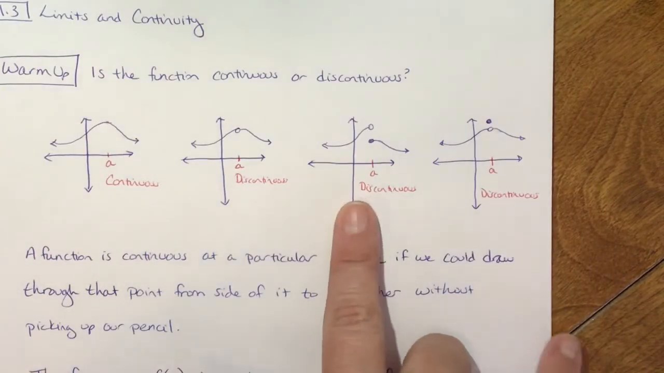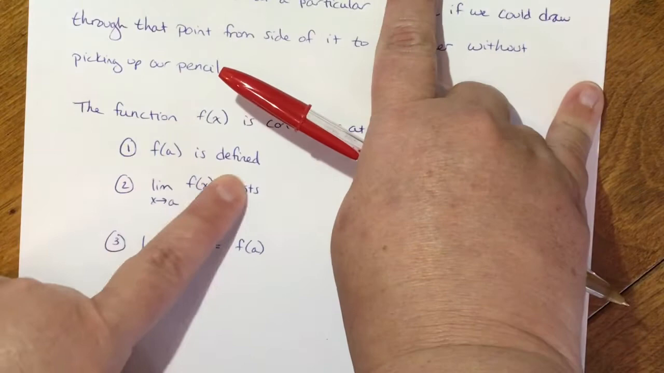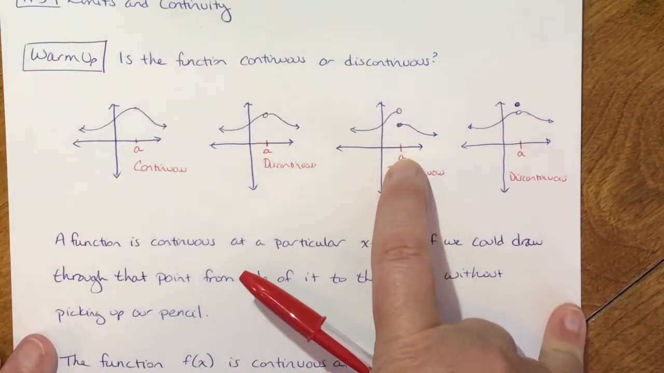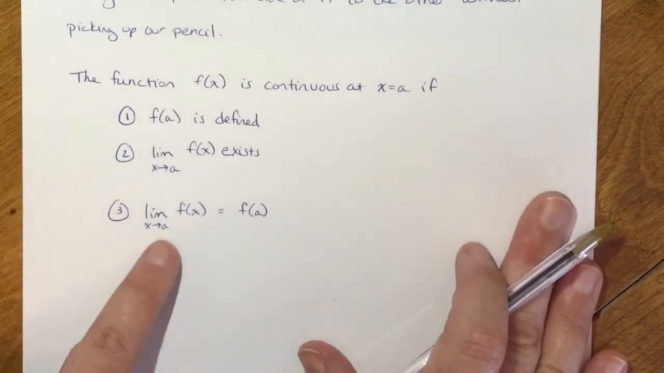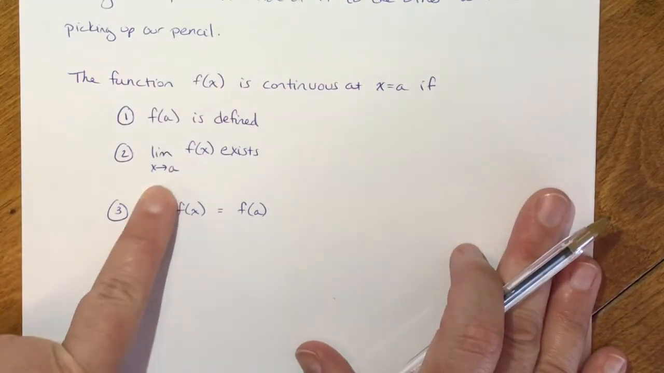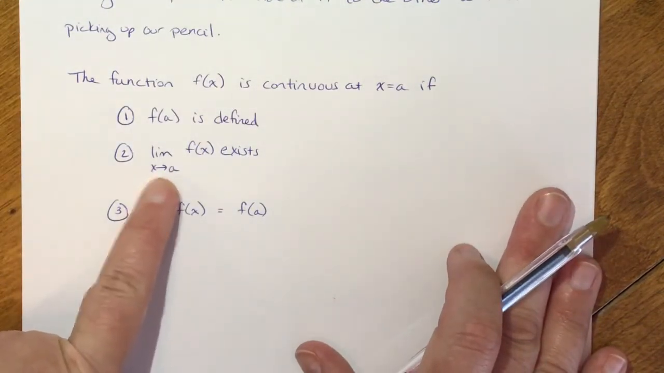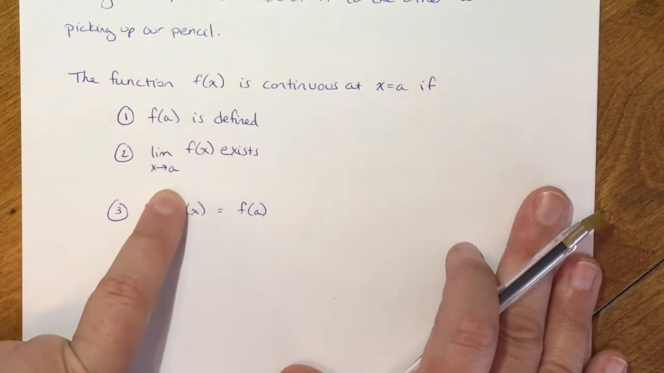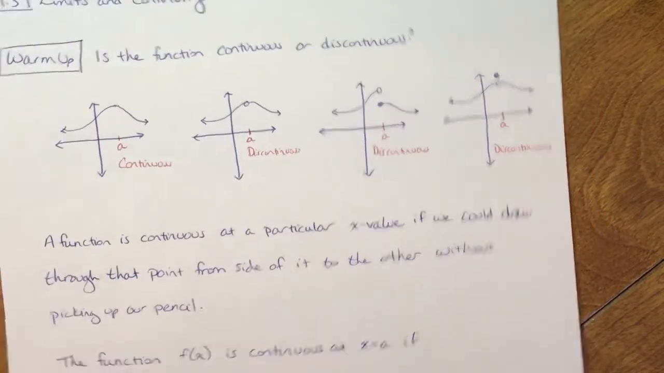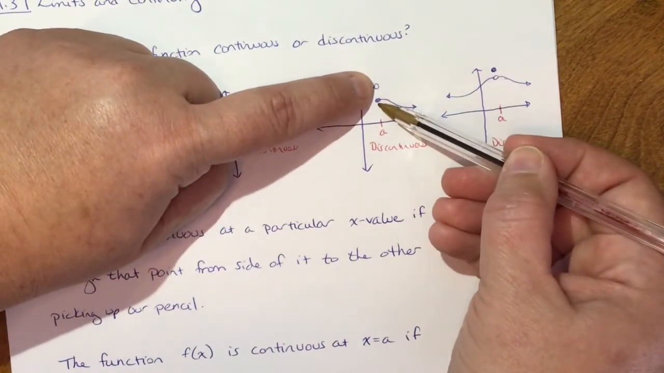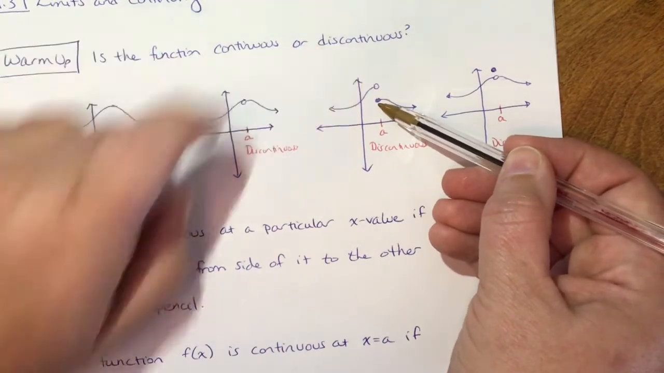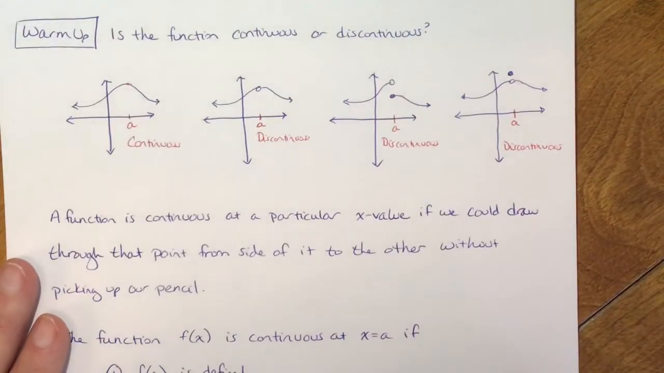Next, this one right here, the first thing I'm checking is f of a defined? Sure, there's a point at x equals a. Right there, it's defined. The next thing I have to check is, here number 2, is the limit existing, which means am I approaching the same value from the left and the right? I fail there, right? The limit doesn't exist, so it cannot be continuous at that x value of a.